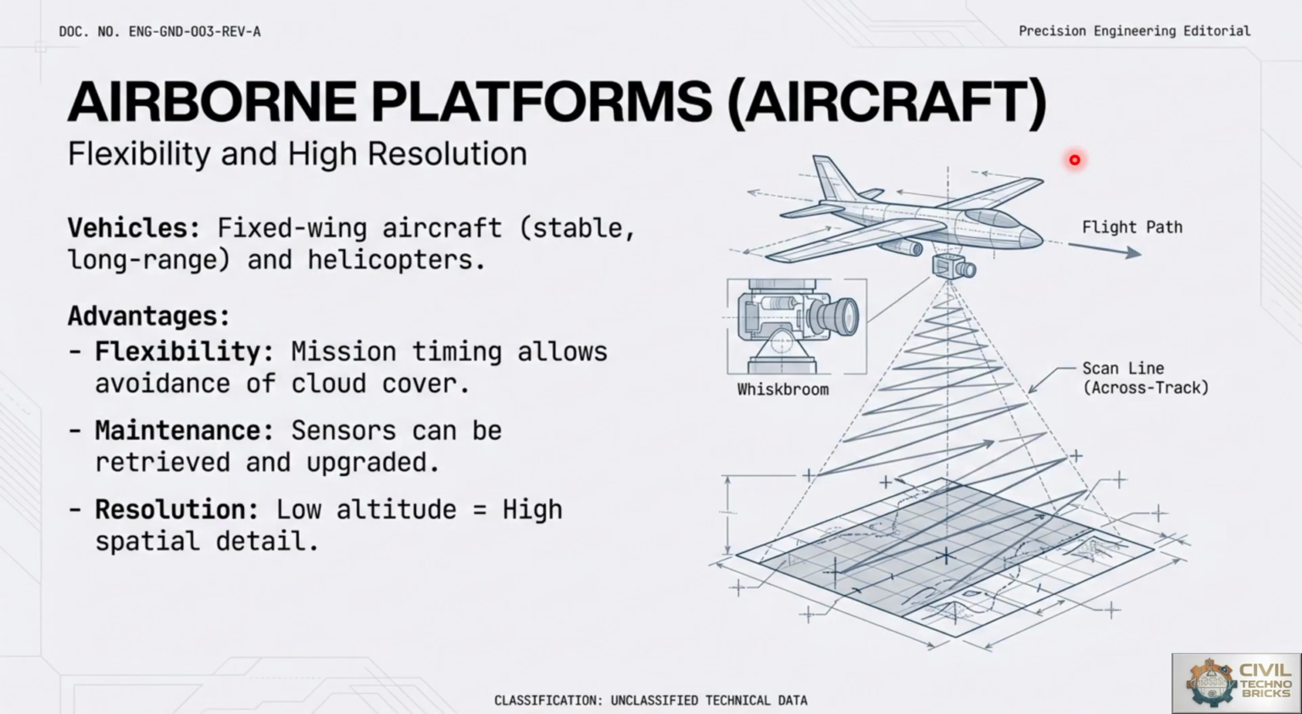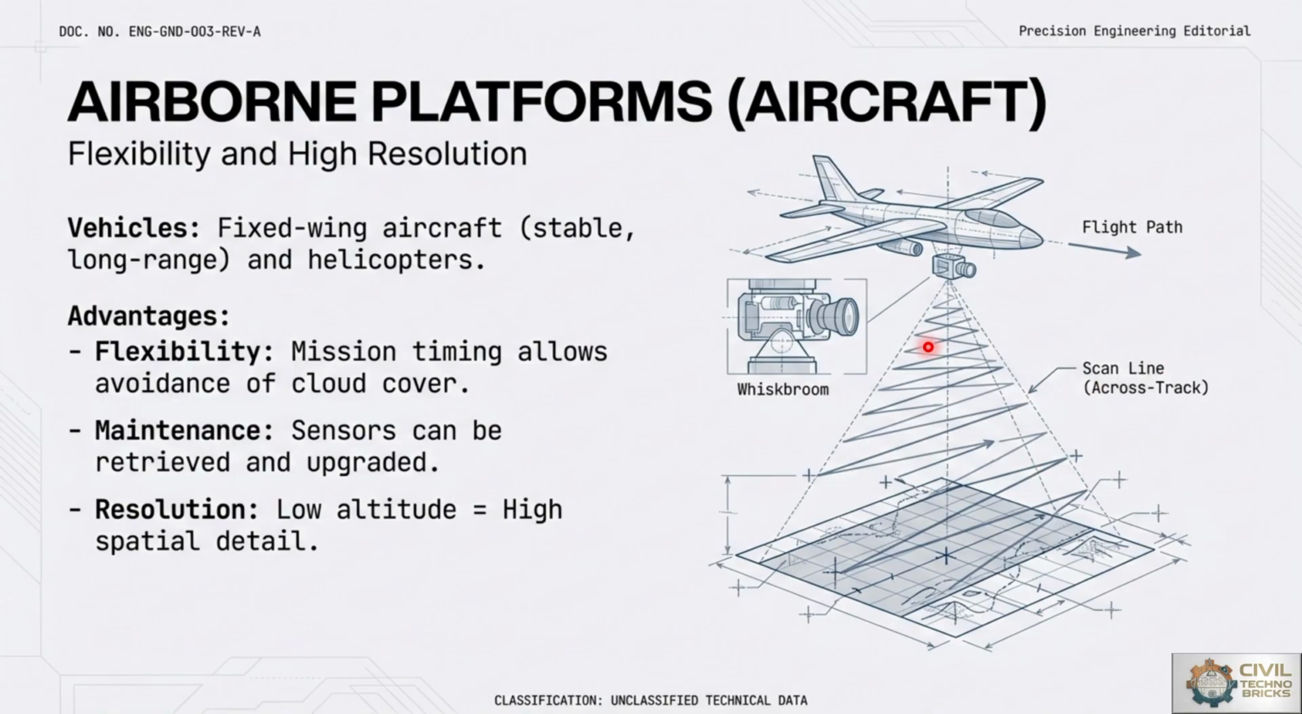The next one is the airborne platform, for example the aircraft. With reference to aircraft, the image capturing cameras are attached using the whisk broom technique, and the cameras emit rays with reference to the instantaneous field of view, and they cover the swath on the earth's surface. We can see the flexibility and high resolution of airborne platforms for data collection. The vehicles used are fixed wing aircraft, which are stable and long range, and helicopters also have their defined path, that is, the flight path.